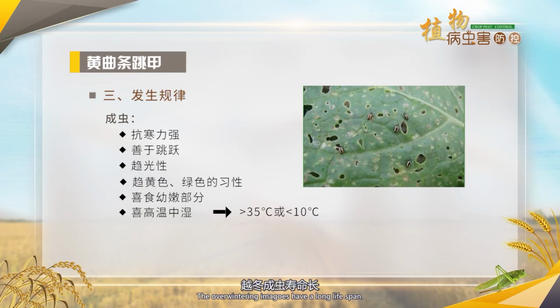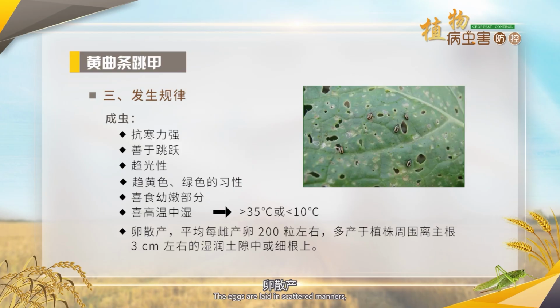The overwintering imagos have a long lifespan. Under appropriate environmental conditions and adequate food, the egg-laying period can last for about 1 month. The eggs are laid in scattered manners, with an average of about 200 eggs per female, mostly in the moist soil gap or on fine roots about 3 centimeters away from the main root around the plant, or a small hole is made at the base of the plant near the soil surface to lay the eggs inside. The egg period is 3 to 9 days.